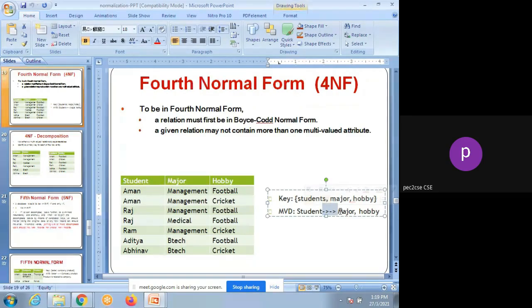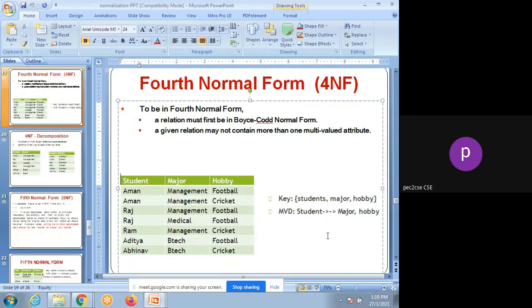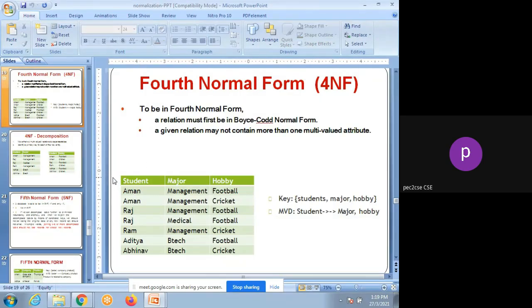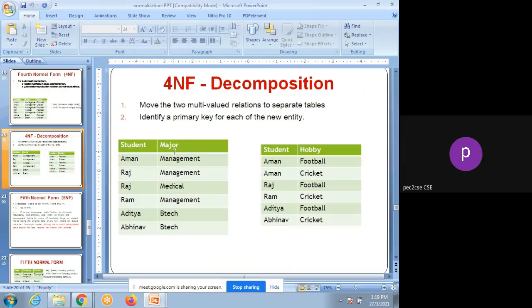Okay, multi-valued dependency. Usually a functional dependency is represented by a single arrow. If there is a multi-valued dependency, that is specified by a double arrow. So after decomposition of this table, we'll have two tables. Okay, so now it is in the fourth normal form.